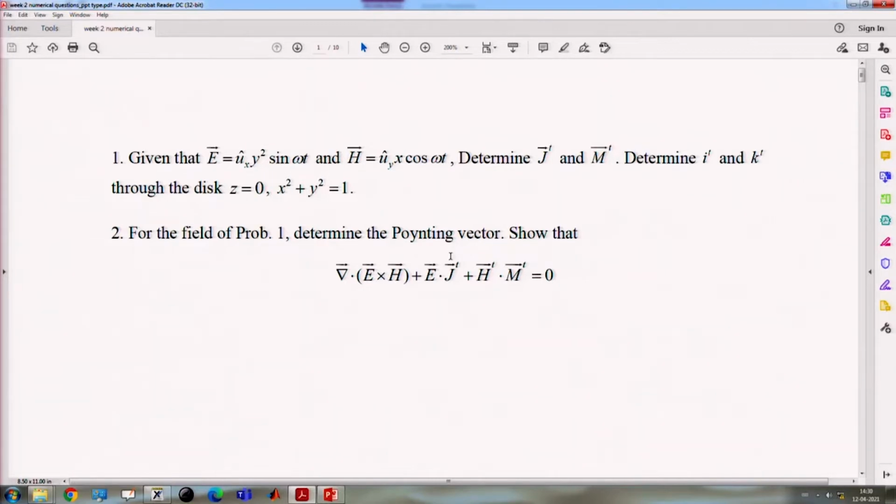Given the vector electric field E equal to ux y squared sin omega t and the vector magnetic field H equal to uy x cos omega t, determine J_t and M_t. Here J_t is the total electric current density and M_t is the total magnetic current density. In the next part, determine I_t and K_t through the disk z equal to 0 and x squared plus y squared equal to 1. So, first we will do this problem.